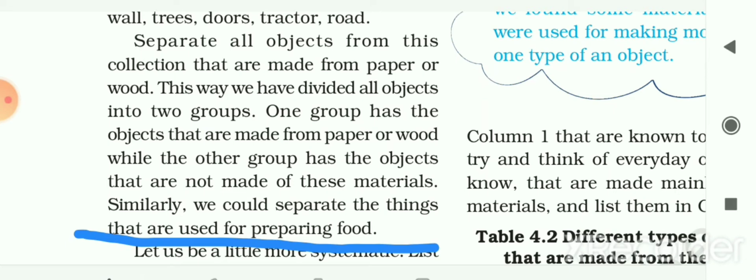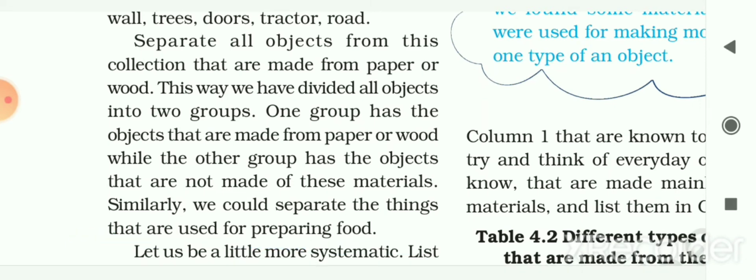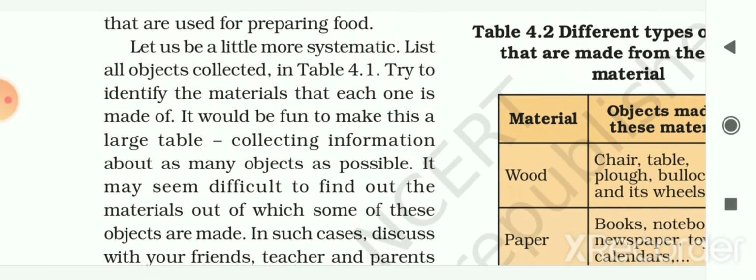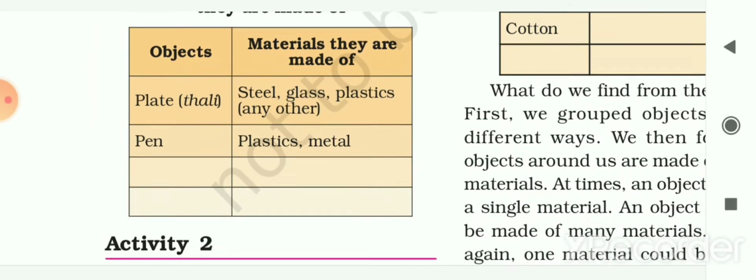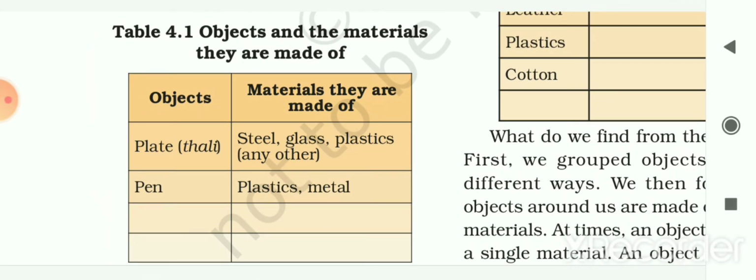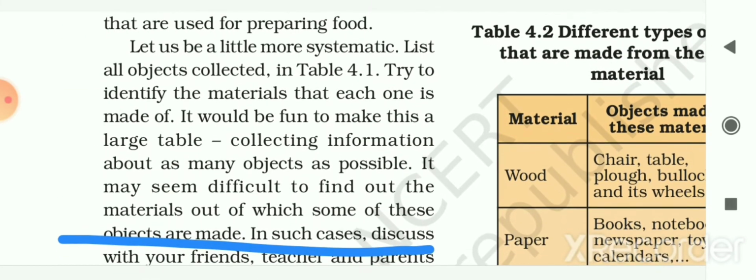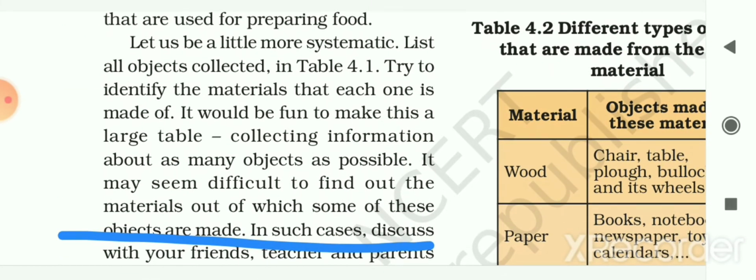Similarly, we could separate the things that are used for preparing food. Let us be a little more systematic, or arrange properly. List all objects collected in table 4.1. As shown here, we find plate, pen and other objects like chalk, duster. Then try to identify the materials that each one is made of. It would be fun to make this a large table, collecting information about as many objects as possible.